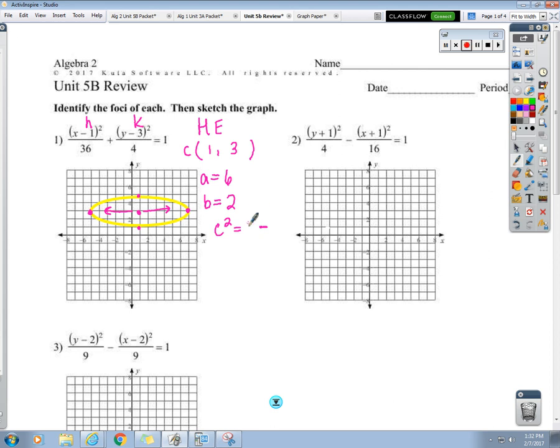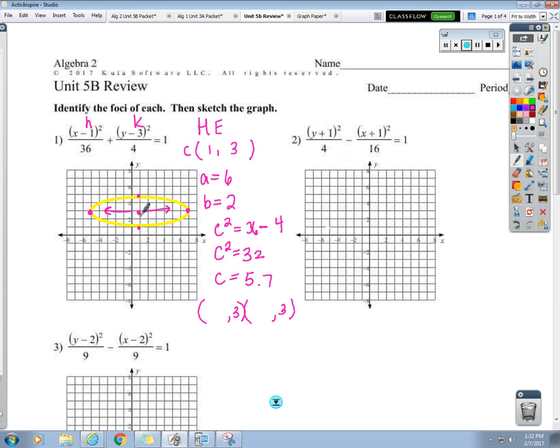A squared was 36. B squared was 4. So that becomes C squared equals 32. And that means C equals what? 5.7. Okay, so if your C value is 5.7, that means you'll be going right 5.7 from the center and left 5.7. Well, you can plot those if you want, but that will be added onto which one of these numbers, 1 or 3? 1. So 3 will not be changing because you're not going up or down to find your foci. You're just going left and right.